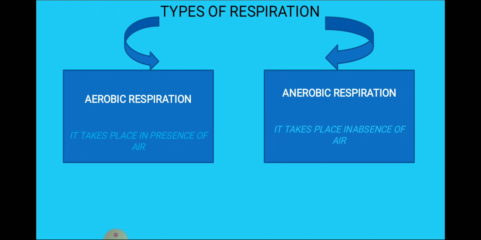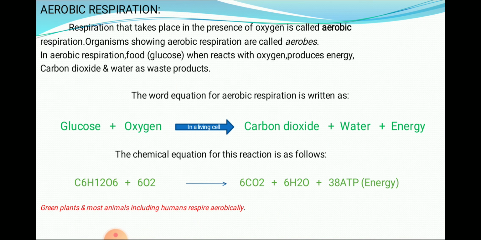Now, what are the types of respiration? Respiration has two types. Number one, aerobic respiration. It is respiration that takes place in the presence of air, that is oxygen. And anaerobic respiration, it is respiration that takes place in absence of air. Now let us discuss in detail about aerobic respiration and anaerobic respiration.